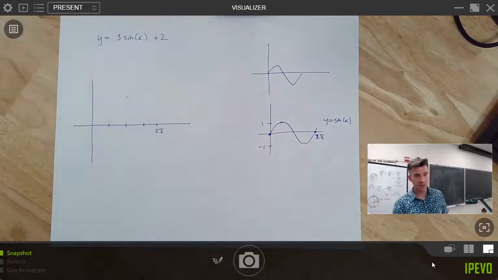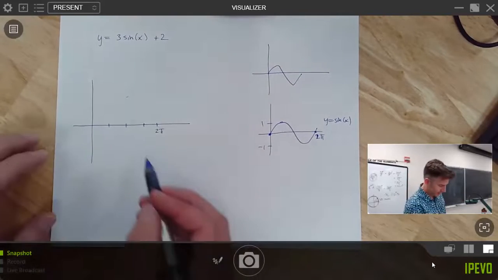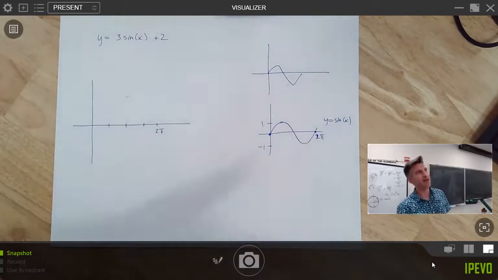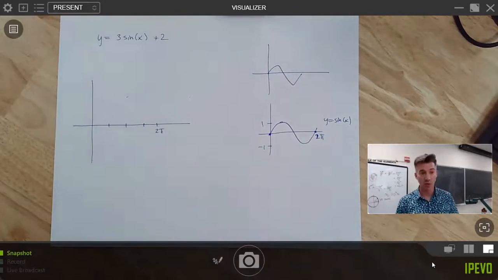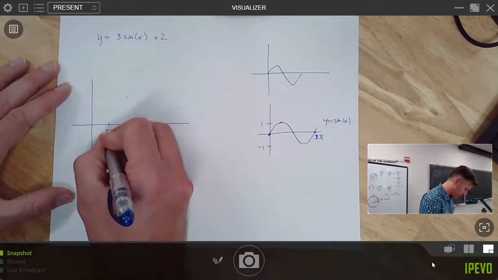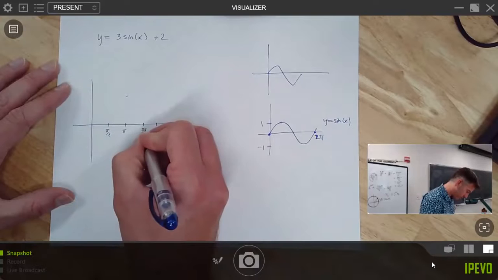I will also say, specifically when the period is nice, like 2 pi, you can probably get away without labeling the rest of these points, because everyone's going to assume you know what they are if you just do that. It's probably good to label them though, until you're absolutely sure of everything that's going on.